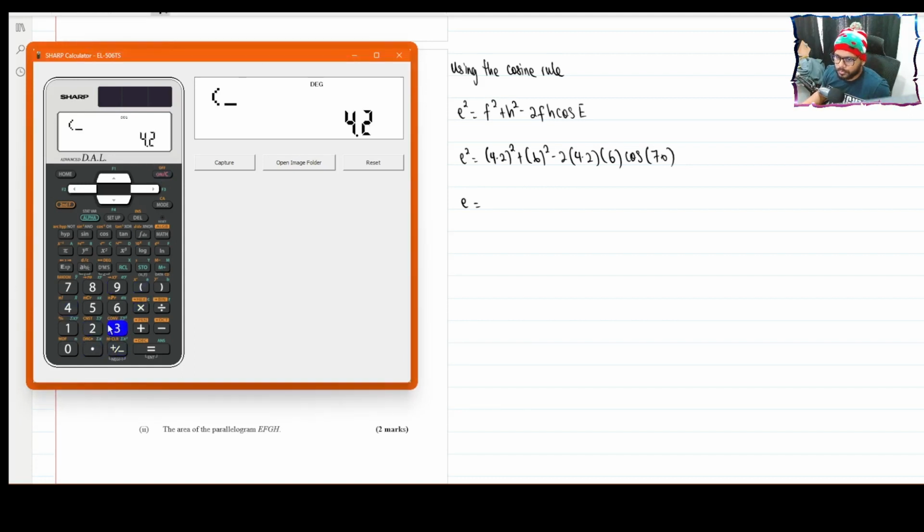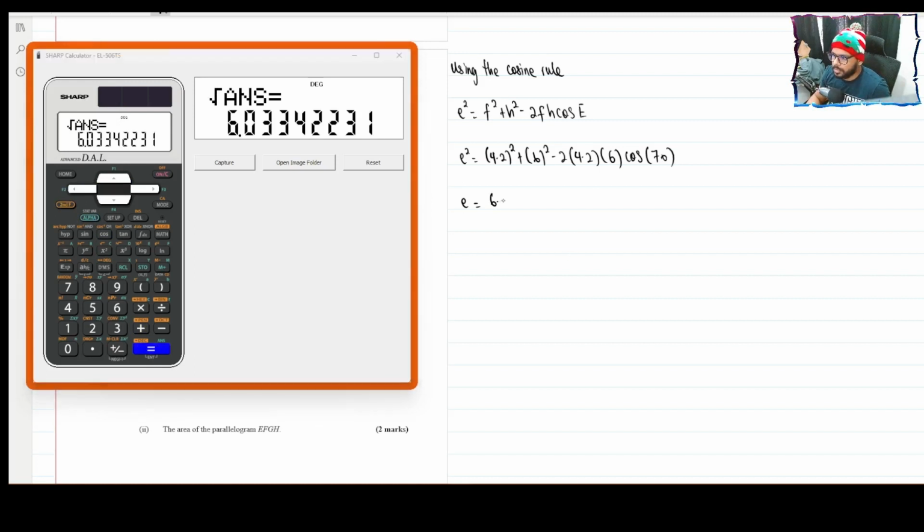On my calculator: 4.2 squared plus 6 squared, take away 2 into 4.2, close bracket, into 6, close bracket, cosine of 70. Make sure your calculator is in the degrees function. That is equal to 36.4, and so on, and I'm going to square root this. So the square root of the last answer displayed on my calculator will be 6.03. So e is 6.03 centimeters, and I'll put in brackets to 2 decimal places.